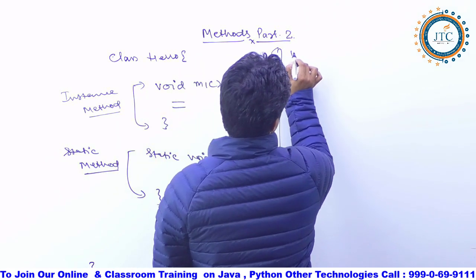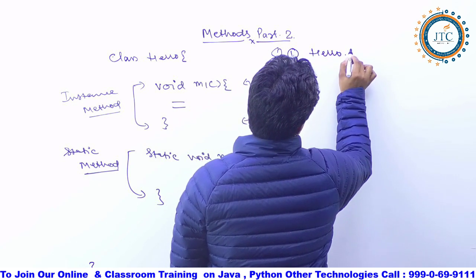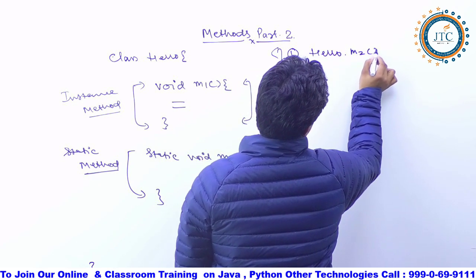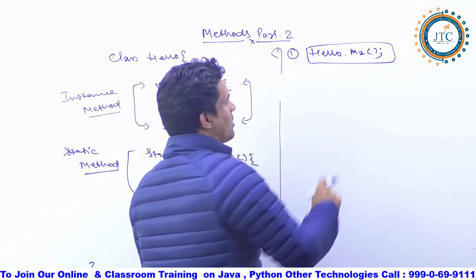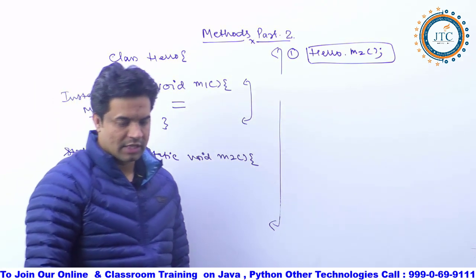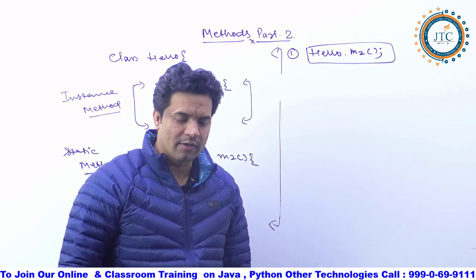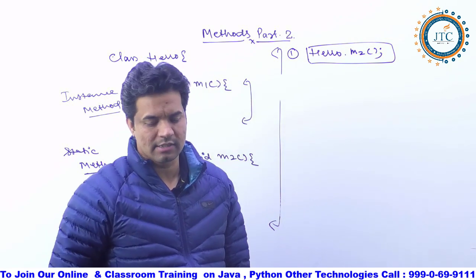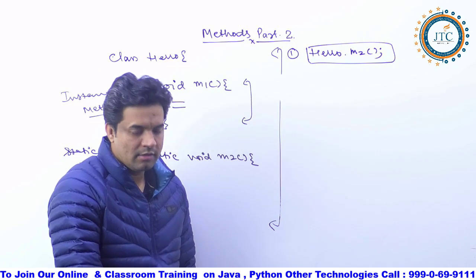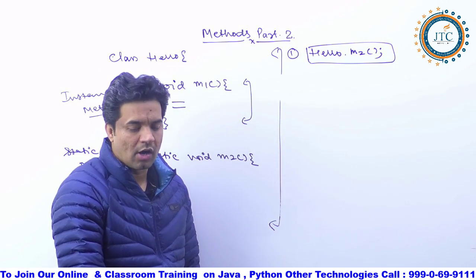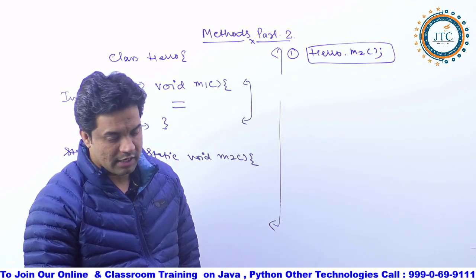See, the first one: with the name of the class, you can call the Hello.m2 method. With the name of the class, you are able to call the static method. There won't be any problem in that case. Are you okay with this concept? You need not create any object of a class.